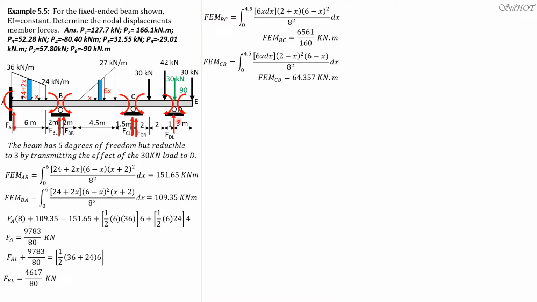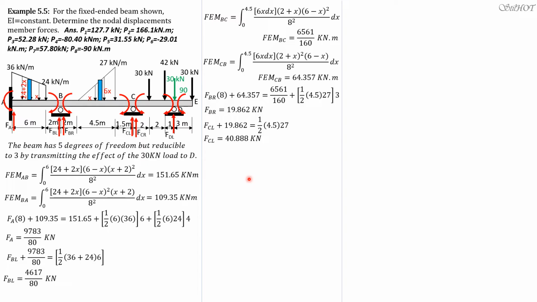Then for FBR, summation moment at C equals 0. FBR plus 64.357 equals 6561 over 160 plus 1 half of 4.5 times 27 times 3. Centroid 1.5 plus 1.5 is 3. So FBR is equal to 19.862 kilonewtons. Then summation forces Y equals 0. FCL plus FBR 19.862 equals 1 half of 4.5 times 27. FCL is equal to 40.888 kilonewtons.